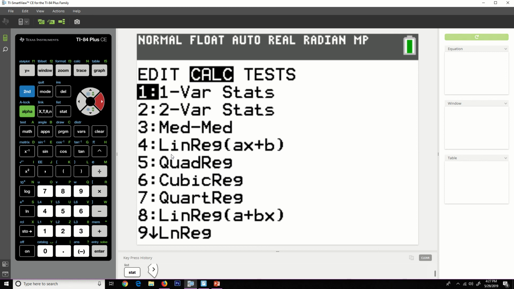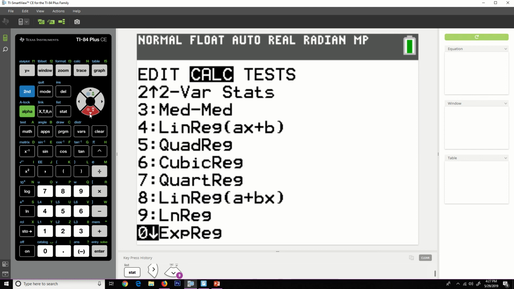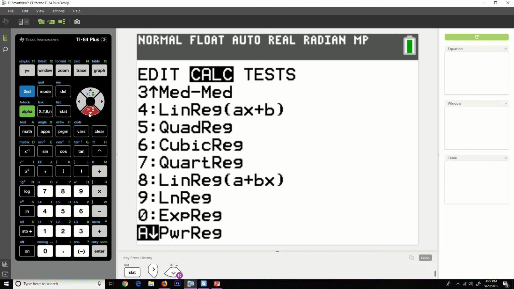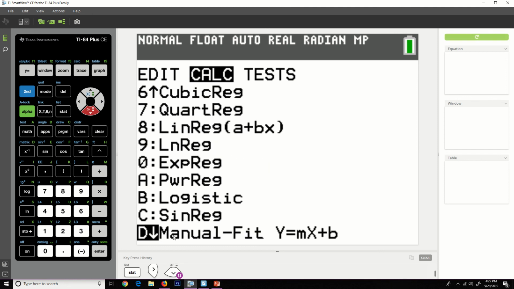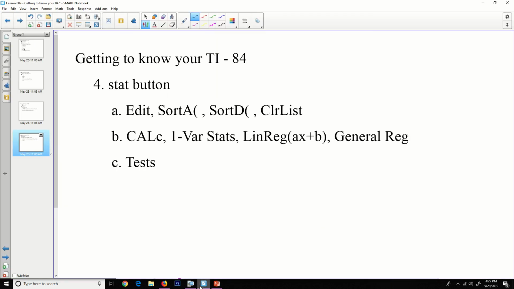It'll give you a good line of best fit, and you'll see that there are other types of regression. You can have a quadratic regression that'll give you a quadratic polynomial that best fits the data. Cubic will give you a cubic polynomial, then quartic. Linear regression with a plus bx just flips. LN regression is the natural logarithm regression, which we won't do in this class. Exponential regression, y equals ab to the x. And power regression, logistic curve, sine regression. So there's a lot of different statistical analysis of data that we can use to make predictions.